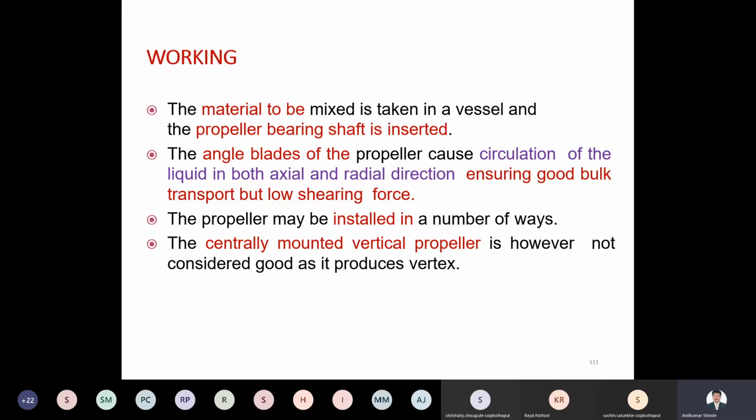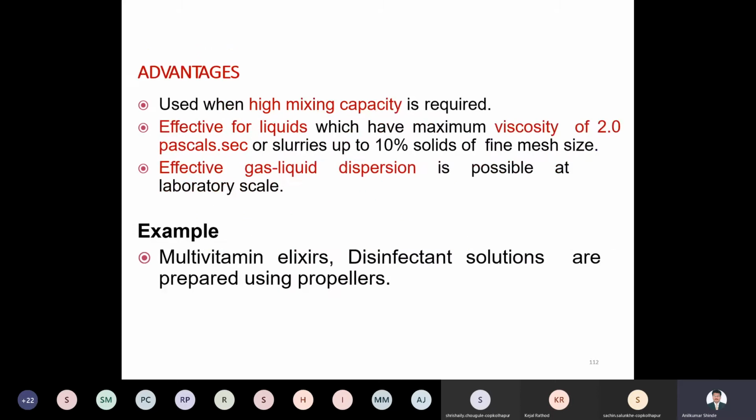Then the propeller may be installed in a number of ways. It can be mounted centrally on the shaft, and the shaft can have different propellers at different positions. The advantage of the propeller type of mixer is its highest mixing capacity. It is effective for liquids with a viscosity of up to 2 Pascal. With high viscosity, propellers cannot be used. If the viscosity of the liquid is 2 Pascal, then we can use propeller type mixers.